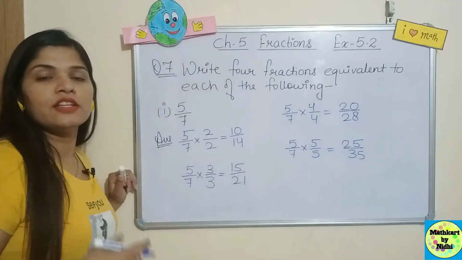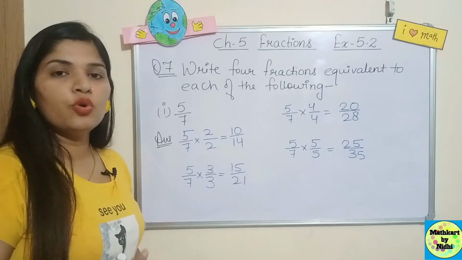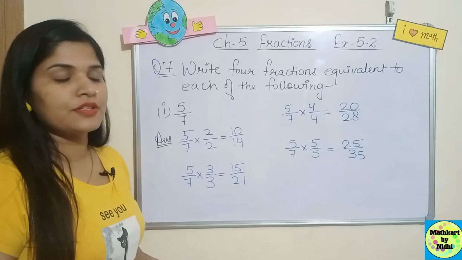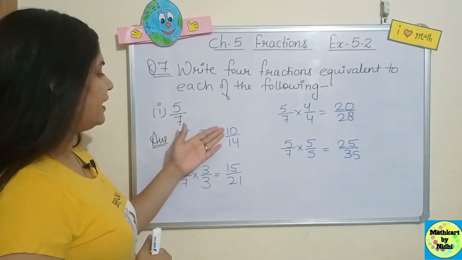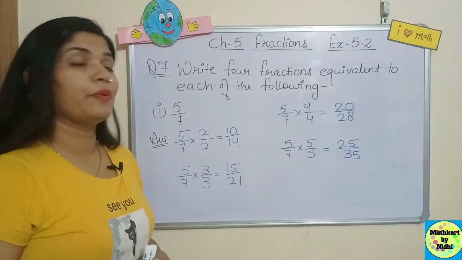So here I have taken consecutive numbers, that is 2, 3, 4, 5. But it is your own choice. You can take any number to multiply and make the equivalent fraction. So the 4 equivalent fractions are 10 upon 14, 15 upon 21, 20 upon 28 and 25 upon 35.